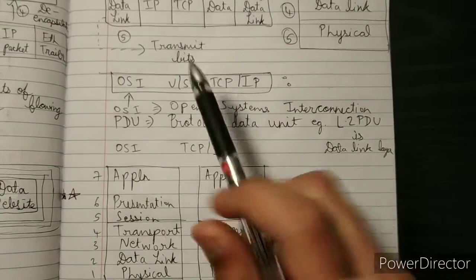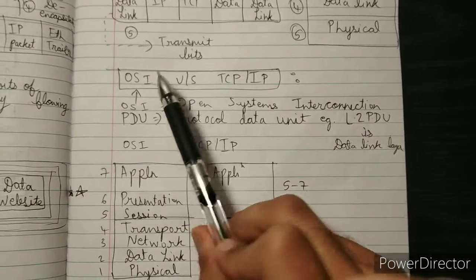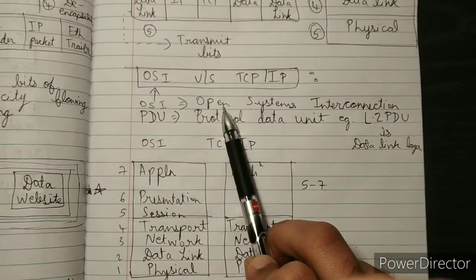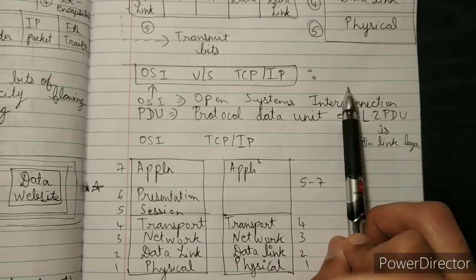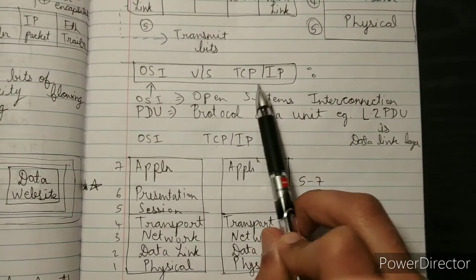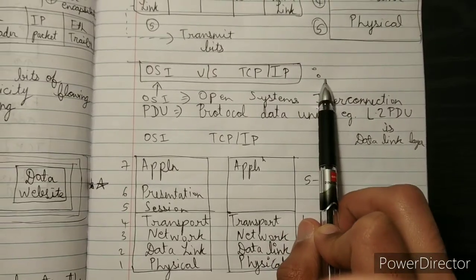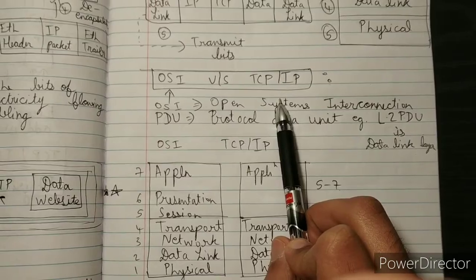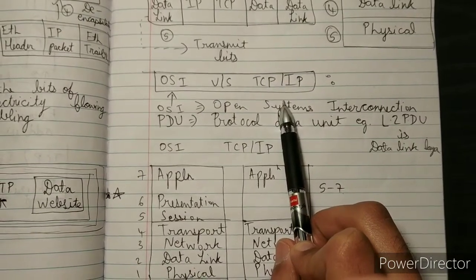So here we'll talk about the difference between the OSI and the TCP/IP model. The OSI model stands for the Open Systems Interconnection model, whereas the TCP/IP model stands for the Transmission Control Protocol or the Internet Protocol model. The clear winner is the TCP/IP model, considering its relevance in the current period.